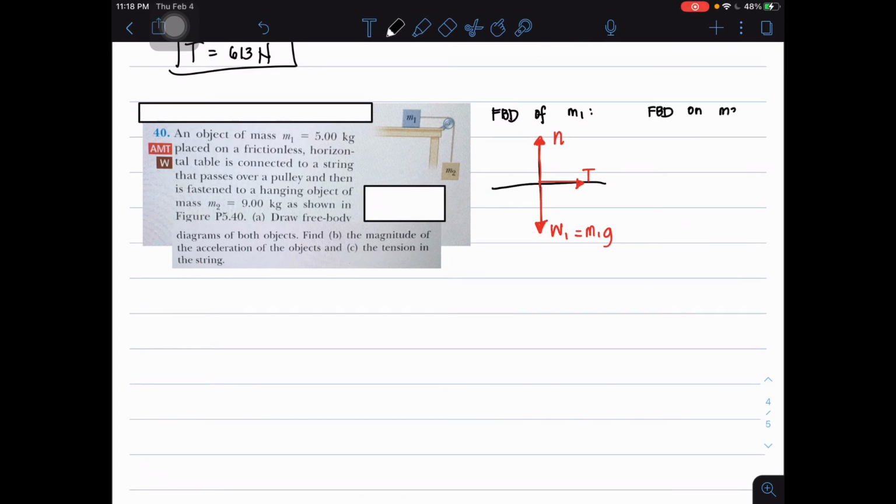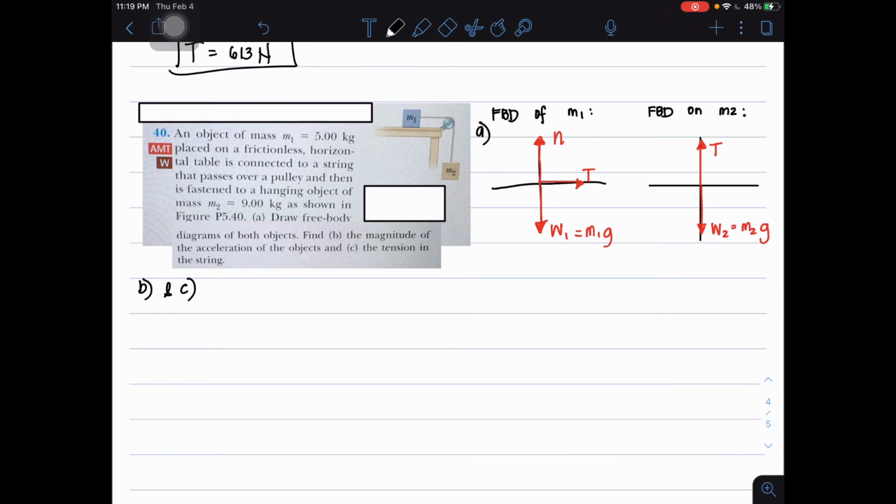Next, the FBD on M2. Of course, it has a weight, and then the tensile force, and those are the only forces acting on that hanging object. That's for letter A. Letter B, let's solve for the acceleration and tensile force.